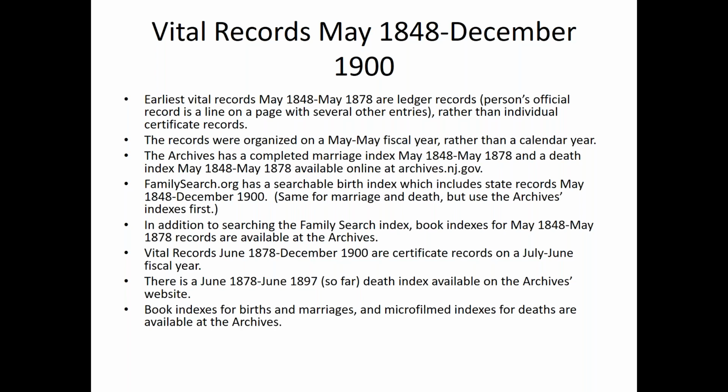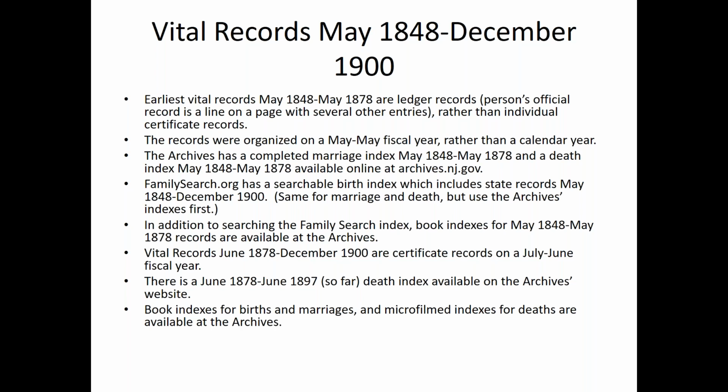There are 2 online indexes on the archive's website. The marriage index from May of 1848 to May of 1878, and the death index from May of 1848 to May of 1878. If you go to the archive's website, you may order the records straight from these 2 indexes online.